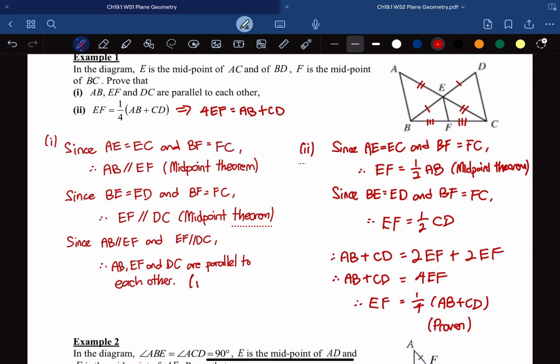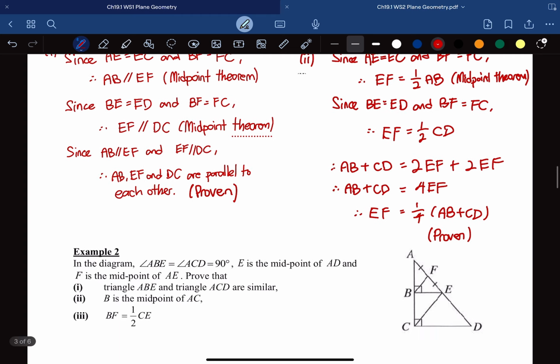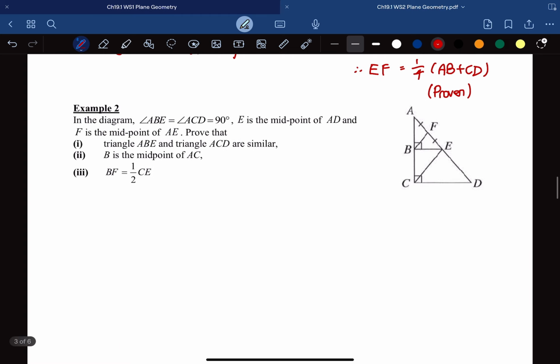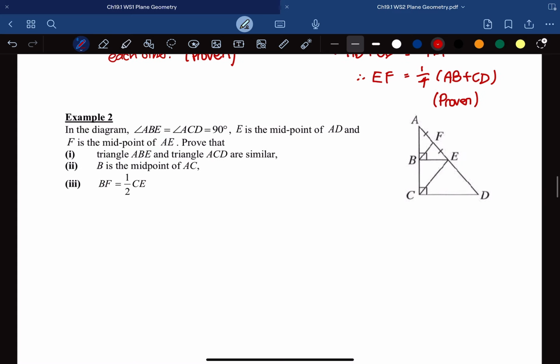In this case also here I'll also put a proven because this is a proof question. Okay, let's now look at example 2 now, the last example for this worksheet. For example 2 here, in this diagram we are given that these two angles are the same, 90 degrees. E is the midpoint of AD and F is the midpoint of AE.